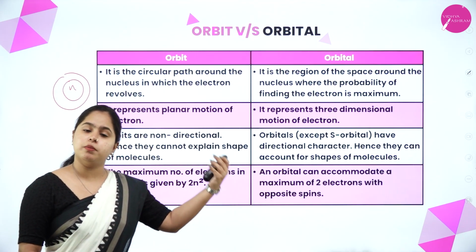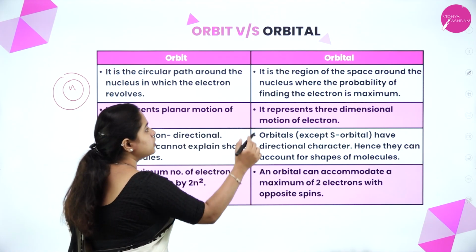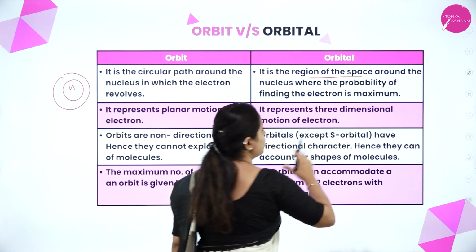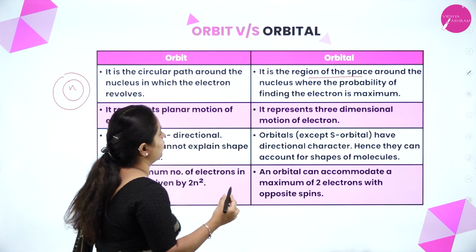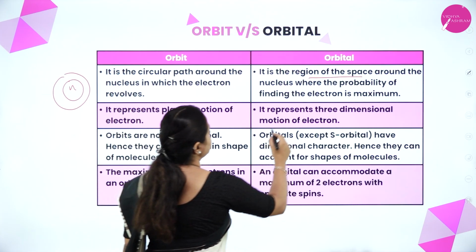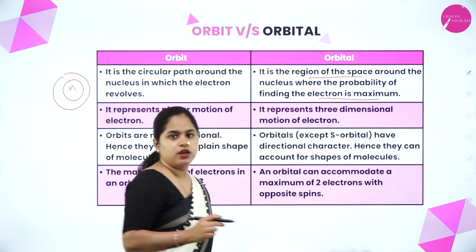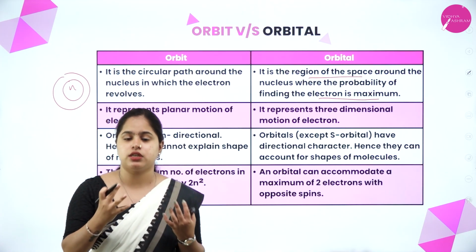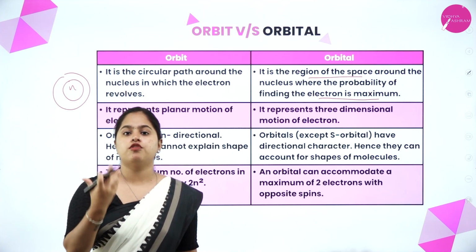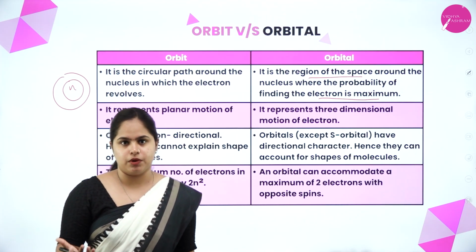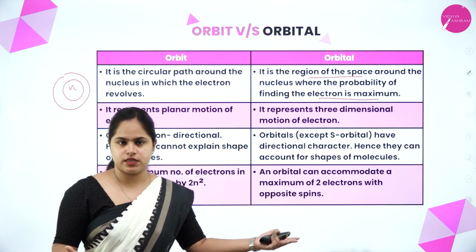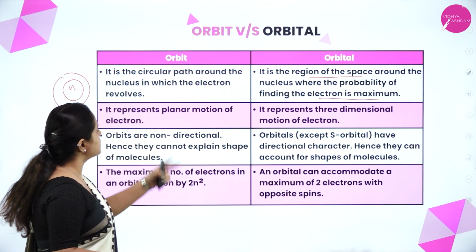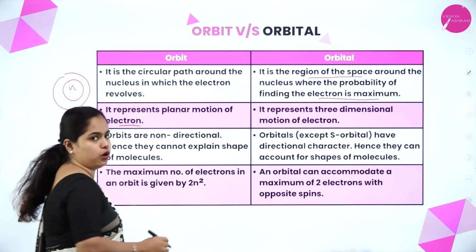So what about orbital? Yes, it is the region of space, okay? It is a particular region around the nucleus where the probability of finding the electron is maximum. So it is not a perfect circular path, right? It is basically a region where the probability of finding an electron is maximum. So I hope you understood the difference, right? Yes. An orbit represents the planar motion of electron.